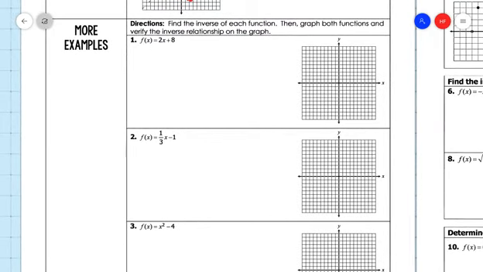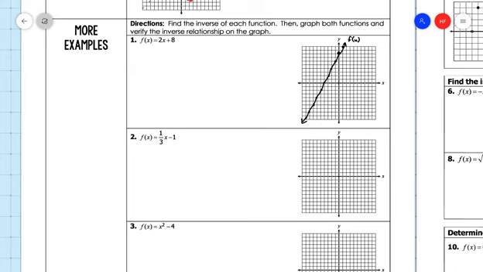So here we want to graph both functions, so the original and its inverse, and then we're going to look at how they reflect. So on this first one, we have f of x equals 2x plus 8. I'm going to graph that first in black. So my y-intercept is +8, and my slope is 2. So I will connect those to make the line. So that's f of x.